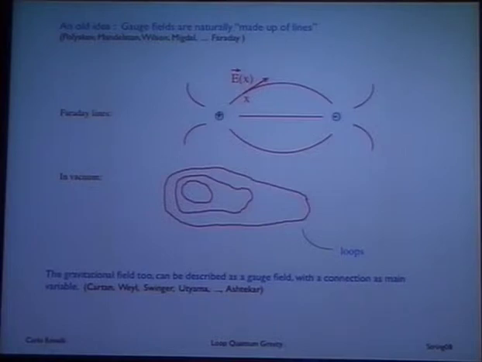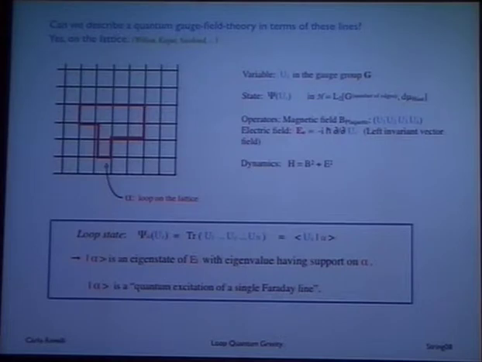Now, if there are no charges, the lines may close. These are the loops. And the gravitational field also can be expressed in terms of a gauge-like connection and electric field. So there are gravitational closed Faraday lines, and these are the loops we're talking about. Now, question: can we describe a quantum field theory in terms of these loops? Well, the answer is yes, to some extent.